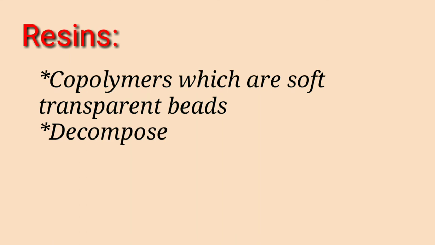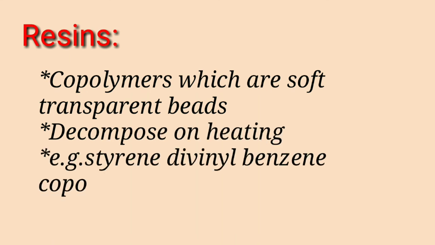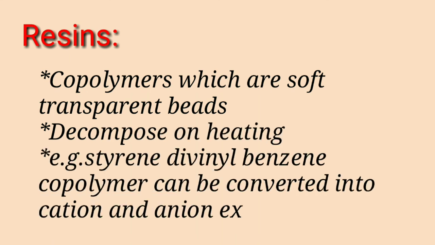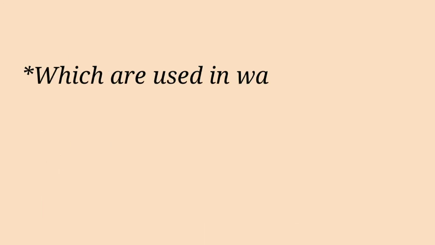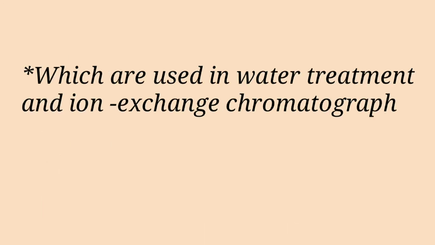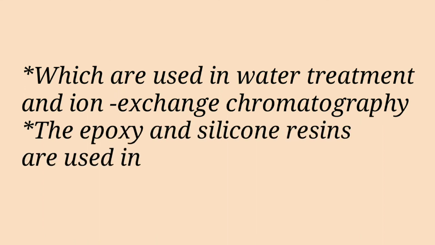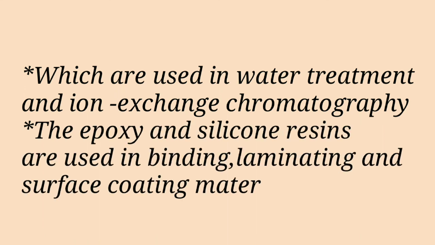Third is resins. They are copolymers which are soft transparent beads. They decompose on heating. For example, styrene divinyl benzene copolymer can be converted into cation and anion exchange resins, which are used in water treatment and ion exchange chromatography. The epoxy and silicone resins are used in binding, laminating, and surface coating materials.